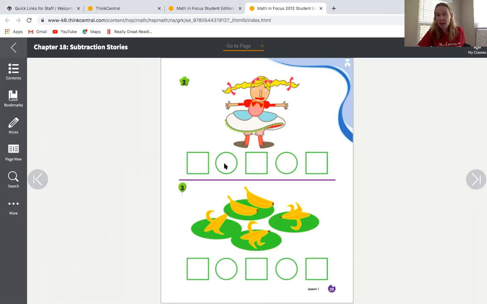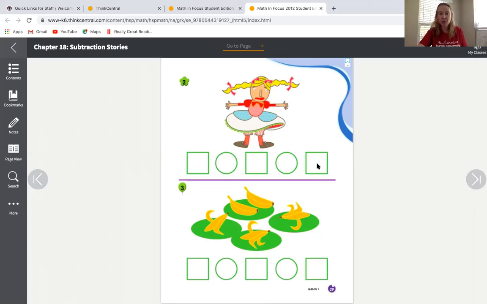Then you need to write minus, and then how many bows are untied in her hair? 1, 2. So we should know this, we just practiced this. 4 minus 2 equals what, friends? You should have the same number sentence as last time. 4 minus 2 equals 2.